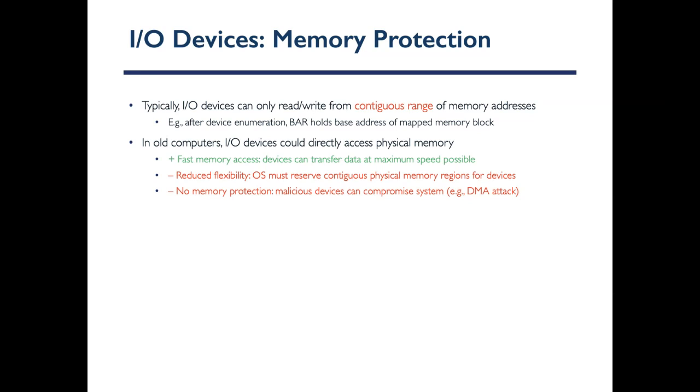Now, the other downside of this method is that it is not that flexible, because the operating system has to allocate contiguous ranges of its physical memory to all devices. And you could imagine if you have a lot of these devices, then you could potentially get into fragmentation issues and all of the problems that come with it, because you have to basically allocate contiguous pages to each device.